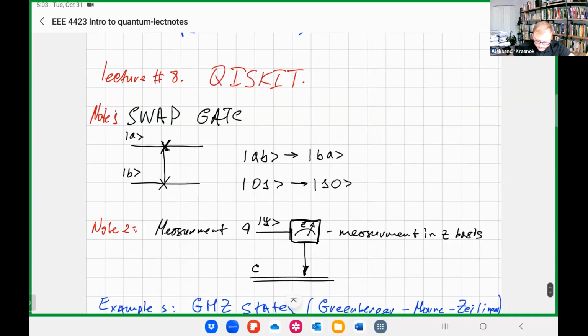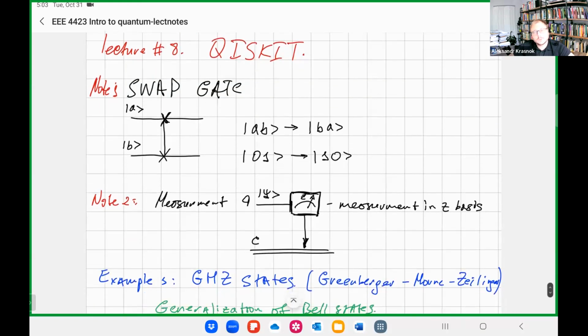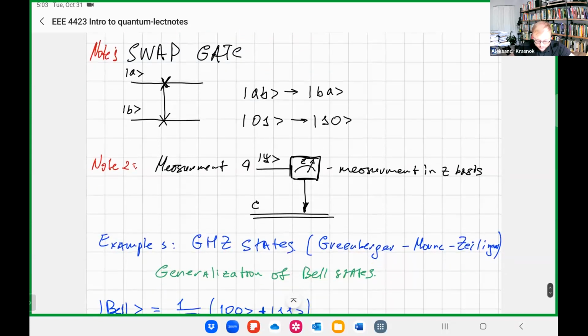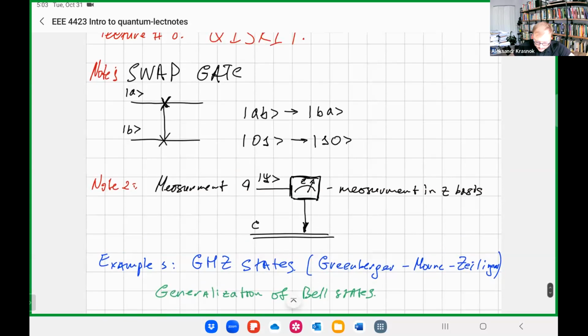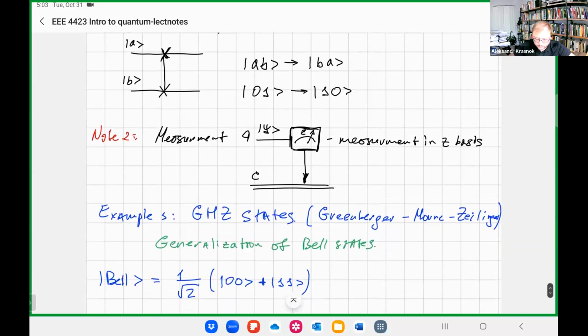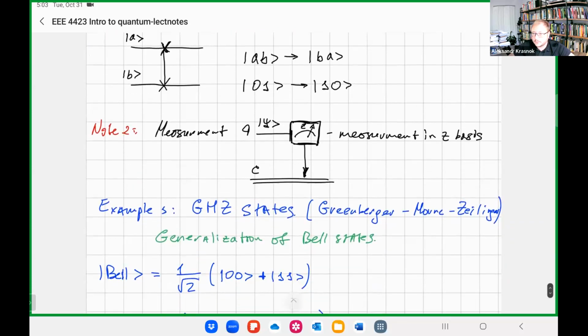Okay, so last week, or well, 2 weeks ago, we finished discussing two-qubit gates, right? Another gate we discussed was the swap gate, and the important case of the measurement gate, which measures a particular qubit and returns the result to the classical register.